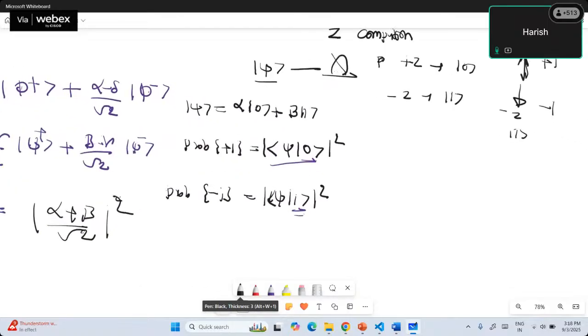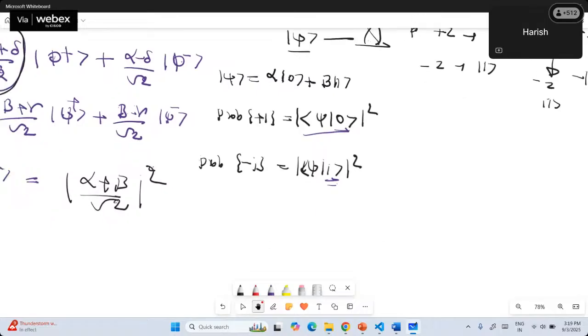So what we have seen is that psi state was there, a general single qubit state, and when we measure in the Z basis, what we do is simply take the inner product with the 0 and 1 states and do the mod square of that. So we get the probabilities of measuring the results 0 and 1 respectively.